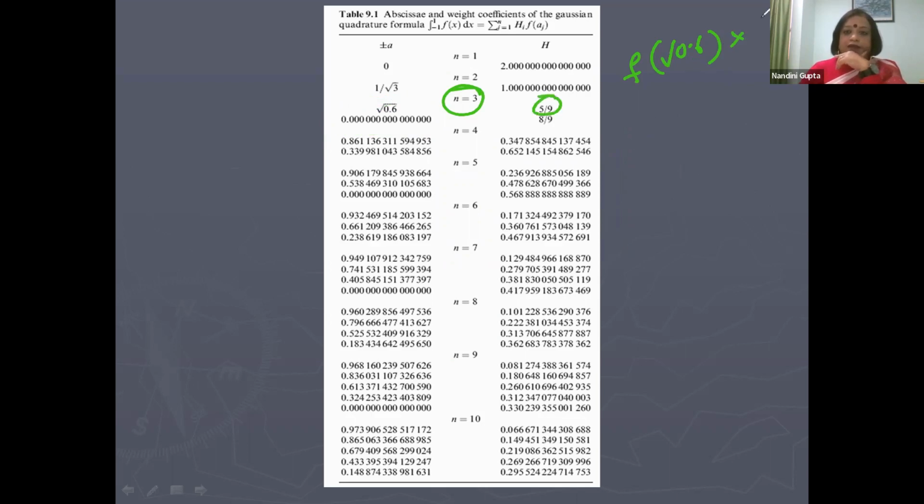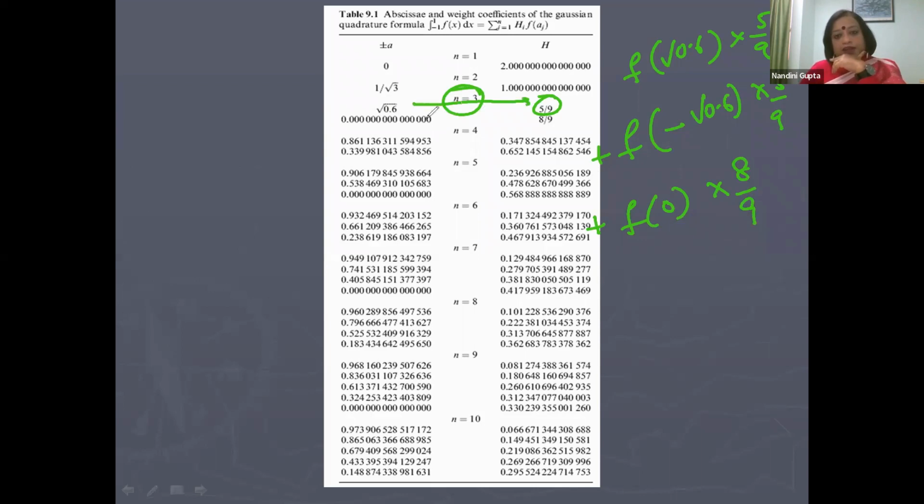Into 5 by 9 plus f at minus 0.6 into 5 by 9 plus f at 0 into 8 by 9. So you have to make sure that you are taking the correct weights. Of course, this is plus minus 1, plus minus 0 does not make any difference. So it's just 3 points.